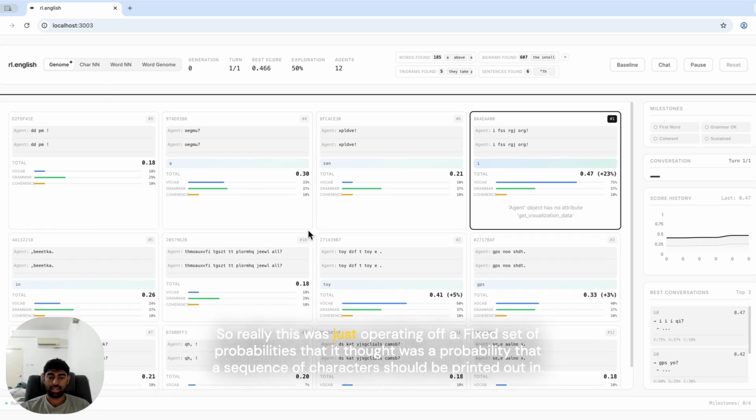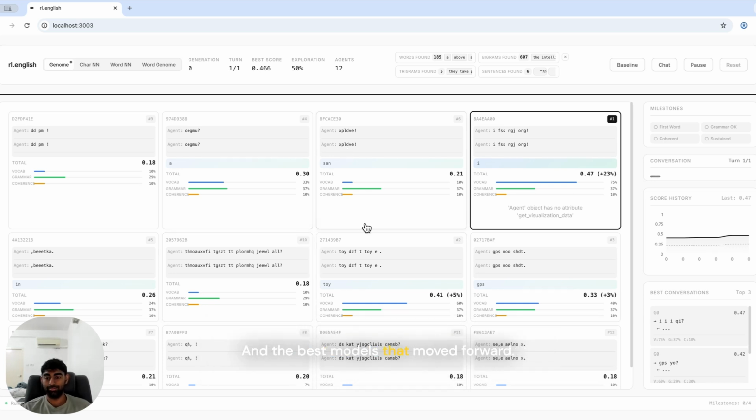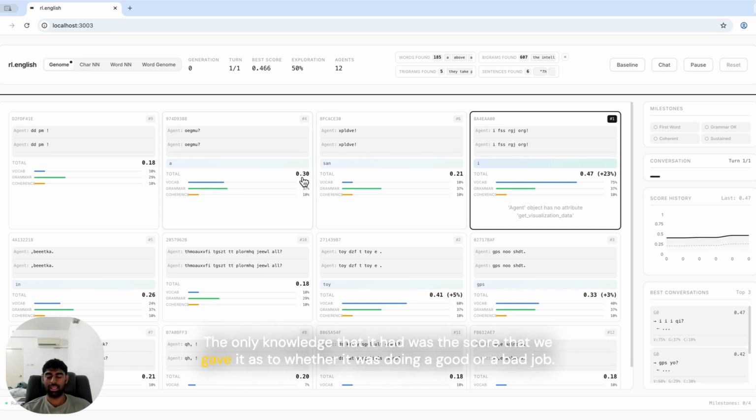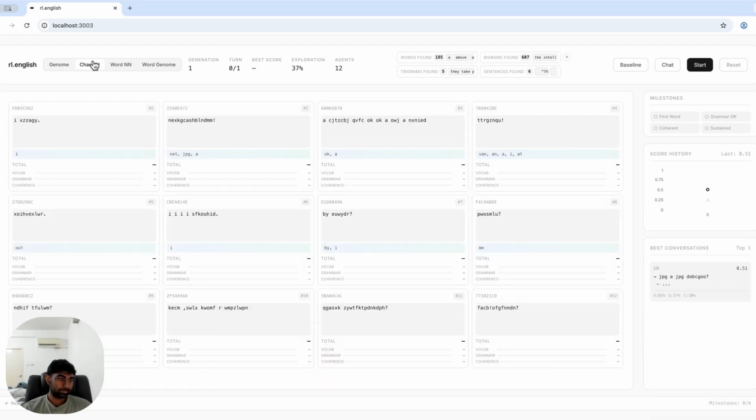So really this was just operating off a fixed set of probabilities that it thought was the probability that a sequence of characters should be printed out in. And for the best models that moved forward, there was really no hard-cut judging criteria that would allow it to improve. The only knowledge that it had was the score that we gave it as to whether it was doing a good or a bad job. It had its evaluation, so it really had no way to find genuine meaning through experimentation.